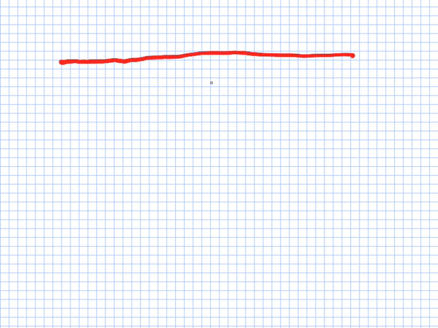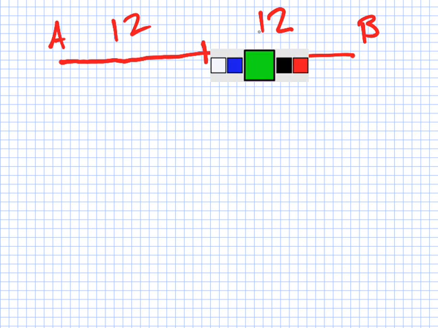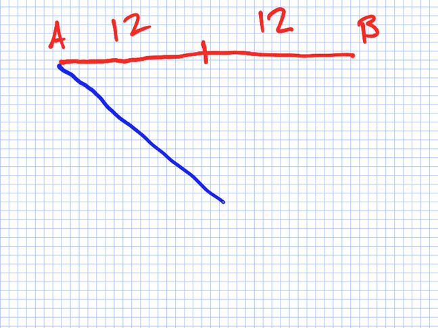A wire is 26 meters. You can't do that. Oh, that's a problem. Okay. The wire is 26 meters, and A and B are 24 meters apart. So that means that's 12 and that's 12, if it's 24. And the wire is 26, so that means here and here would be 13 and 13.